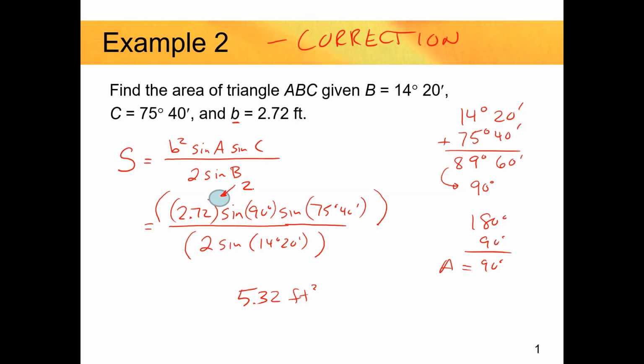So if you put the square in there like you should, anyone can recalculate this for me, please. What's 2.72 to the second power times sine of 90 times sine of 75 over 40? Yeah, I got 14.5 feet squared, thank you so much. So if you go back in your notes, that should be the correct answer, not the 5.32. Scratch that out and put the correct one in there. Part of teaching mathematics is you're supposed to get the correct answers. And it's feet squared, the area of that triangle.